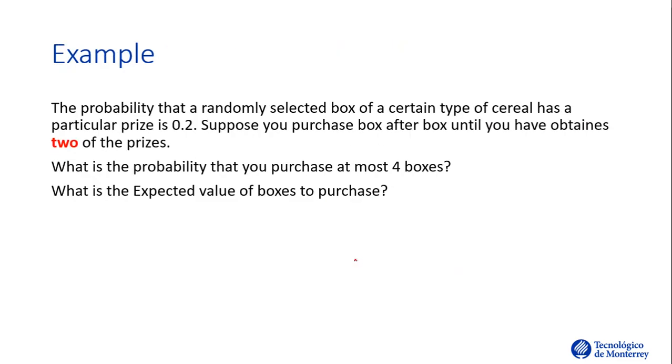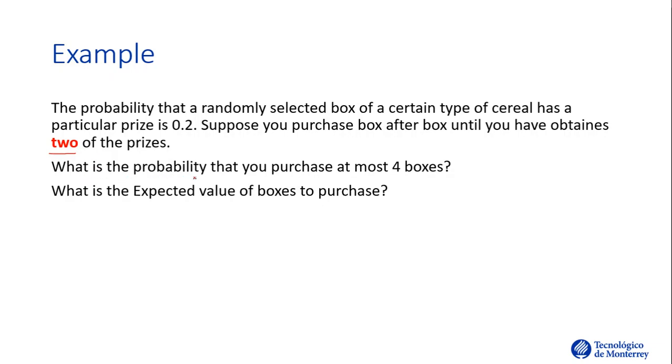Let's solve an exercise together. The probability that a randomly selected box of a certain type of cereal has a particular prize is 0.2, the same as before. Suppose you purchase box after box until you have obtained 2 of the prizes. Now, instead of just looking for one prize, we want to find 2 prizes. The first prize that occurs can be whatever we want in the sequence of trials, but the second one must be the last trial that we will obtain.